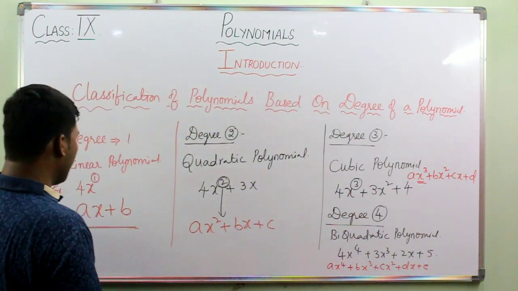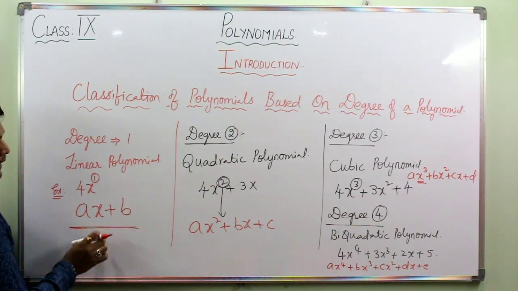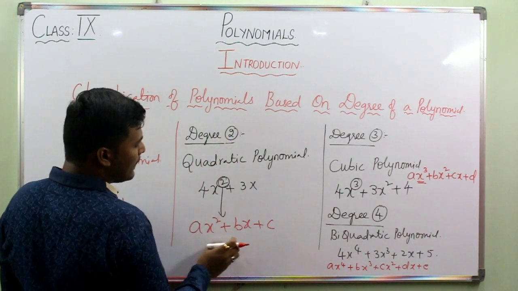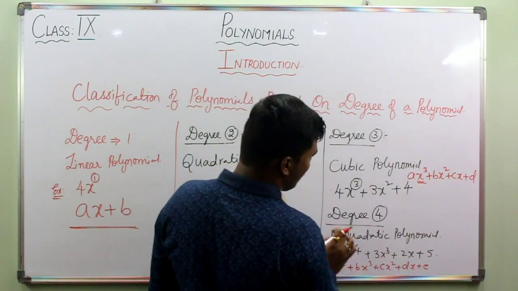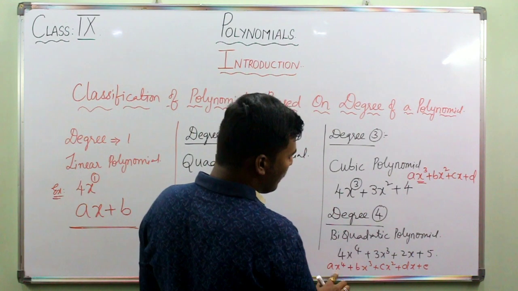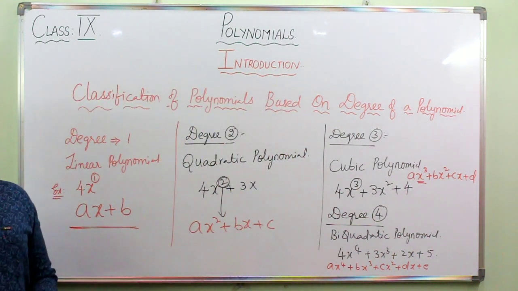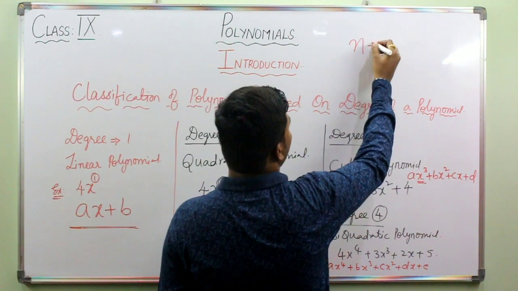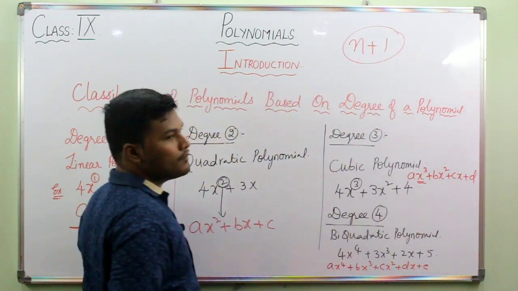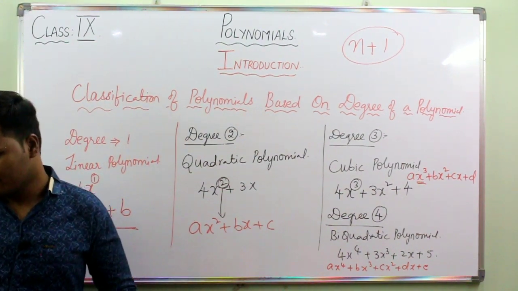You can see that for degree 1 we get 2 terms, for degree 2 we get 3 terms, for degree 3 we get 4 terms, and for degree 4 we get 1, 2, 3, 4, 5 terms. So whatever the degree n we have, we will get n plus 1 terms in the general form of the polynomial.